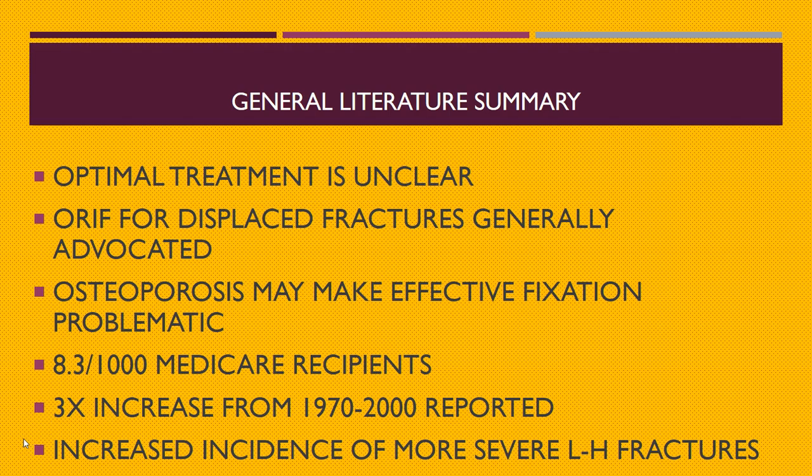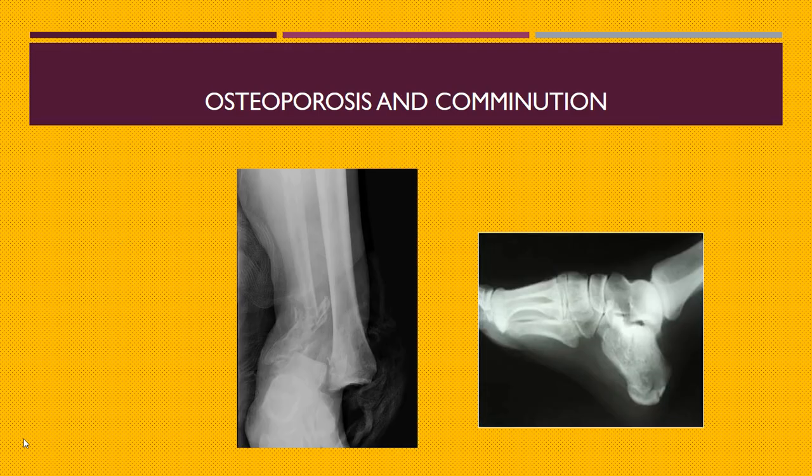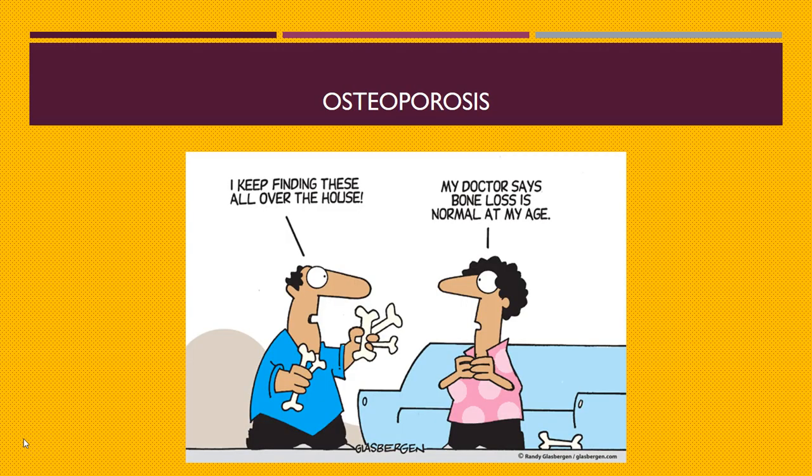Up to the year 2000, there's been at least a threefold increase in reported fractures in the elderly patients, and it's said that there are about 8.3 fractures per 1,000 Medicare recipients. Oftentimes when we see fractures in the older patients, there's quite a bit of comminution secondary to osteopenia and osteoporosis, and again, this can make fixation and the holding of that fixation quite difficult.